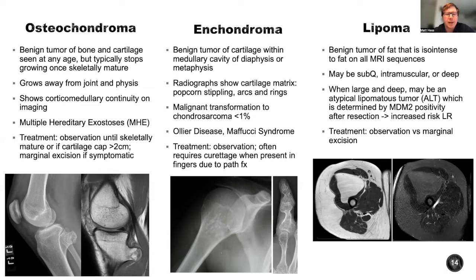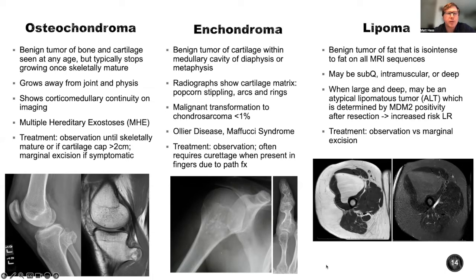But if you see X-rays where you see multiple osteochondromas, you should be thinking at least about this as part of your diagnosis. Again, these are typically observed until skeletal maturity, or if the cartilage cap is greater than 2 centimeters, marginal excision if symptomatic.